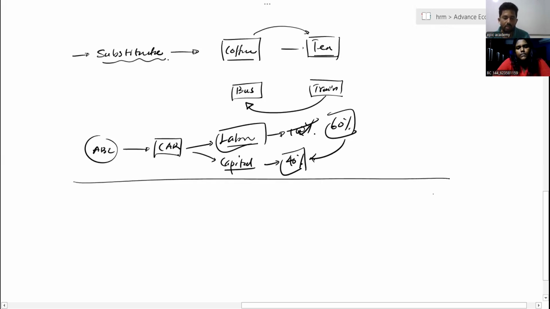So not only for consumption purposes, production purposes also must be there. Substitutes can be identified in production purposes or consumption purposes, services, goods, anything. Okay, right.